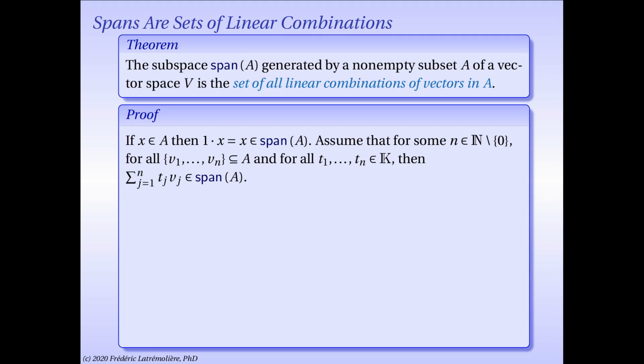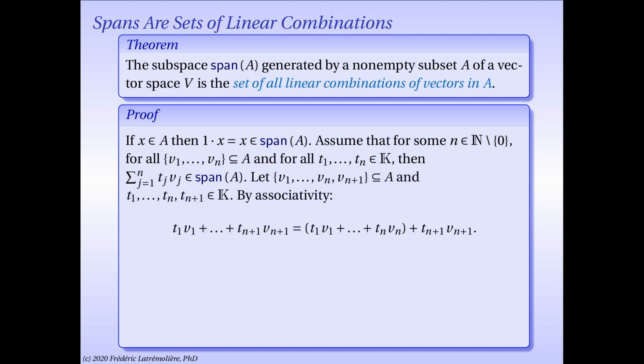Now assume that for some natural number n, not 0, for any collection v1 to vn of n vectors in A, and for any n scalars t1 to tn, the sum from j equals 1 to n of tj vj is in the span of A. So all linear combinations of n vectors with n scalars are in the span. Then let v1 to vn plus 1 be n plus 1 vectors in A, and t1 to tn plus 1 be n plus 1 scalars.